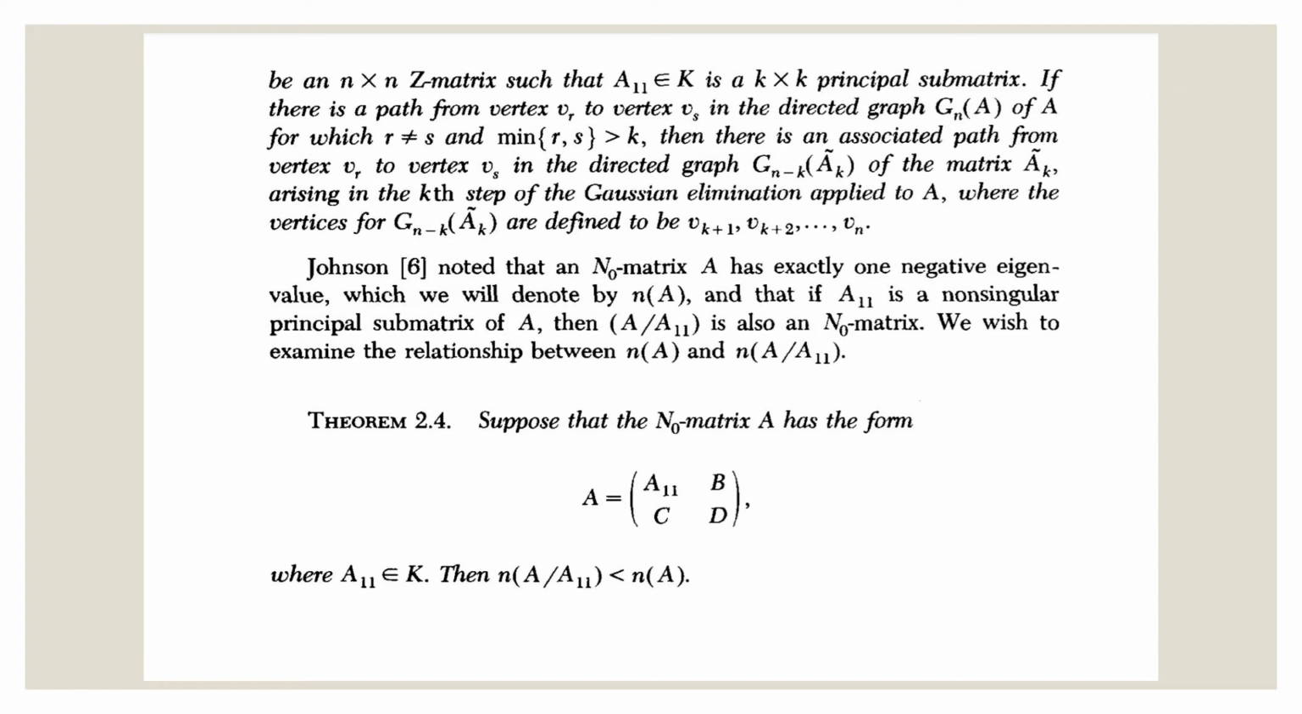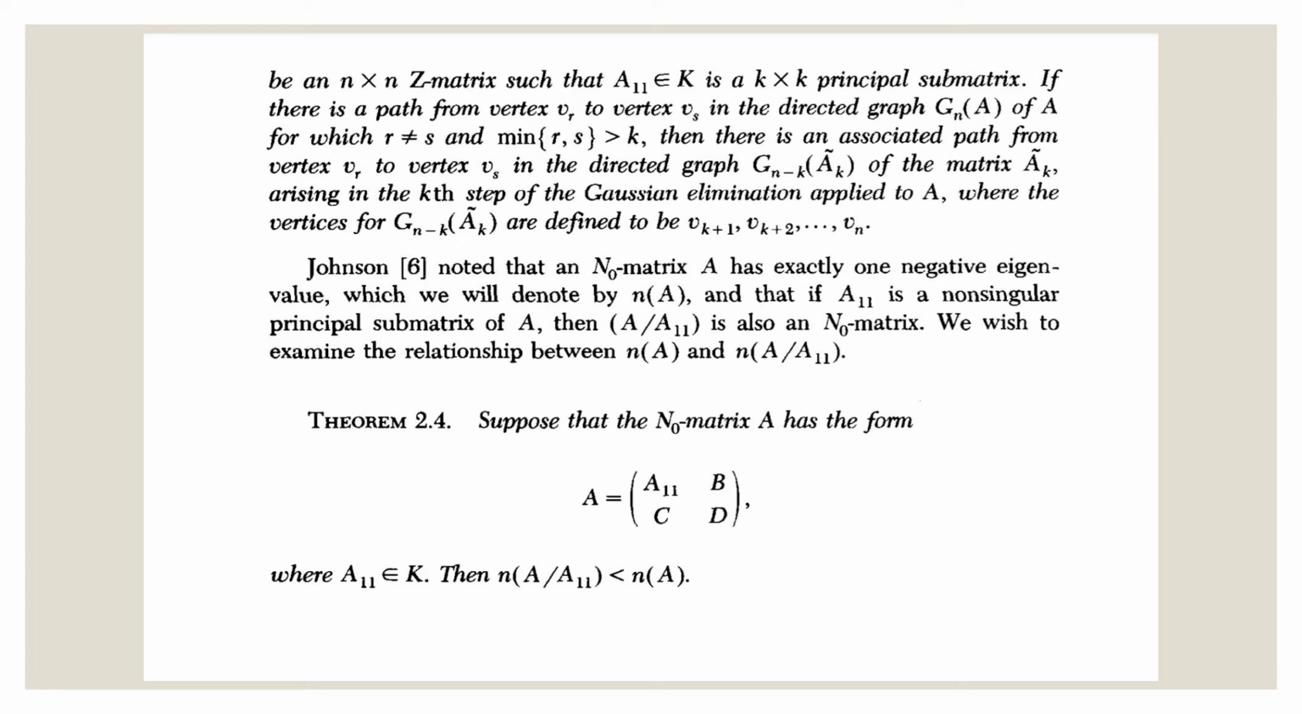If there is a path from vertex Vr to vertex Vs in the directed graph Gn of A for r not equal to s and min(r,s) greater than k, then there is an associated path from the vertex Vr to the vertex Vs in the directed graph G n-k of A bar of k, the matrix A bar of k arising in the k-th step of the Gaussian elimination applied to A, where the vertices of G n-k of A bar of k are defined to be V k+1, V k+2, and so on up to Vn.